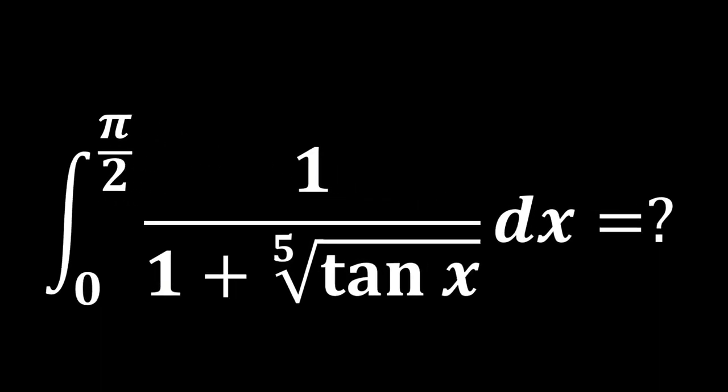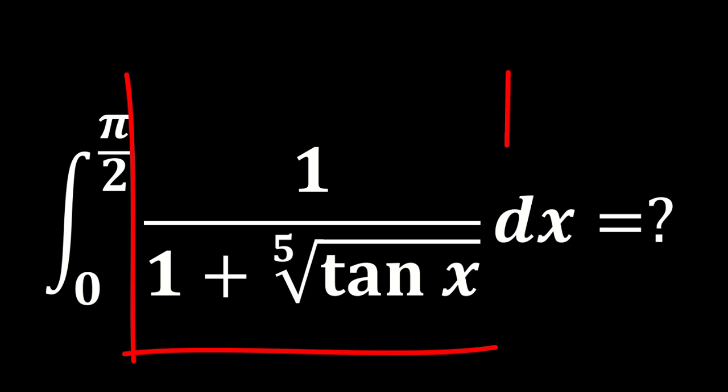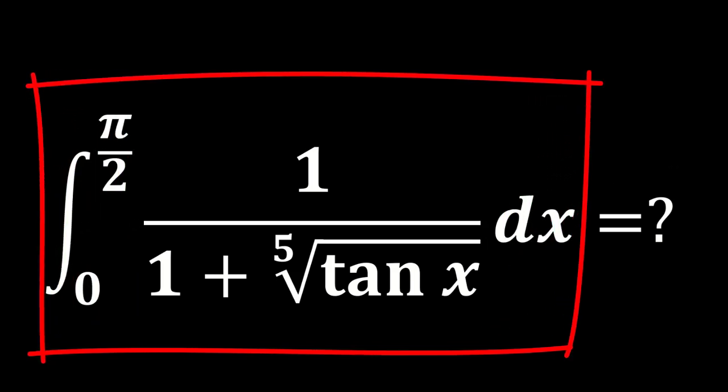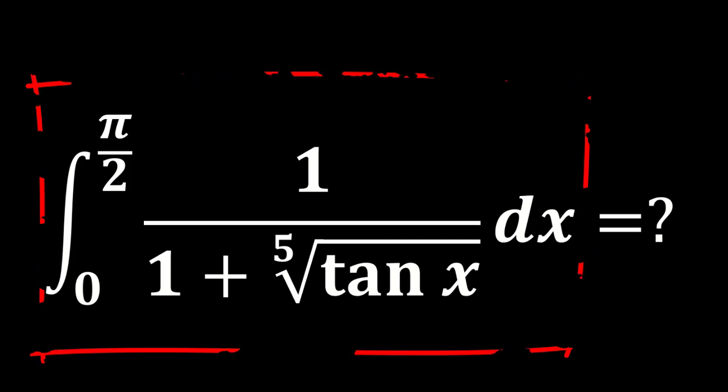For today, let's look at this interesting integration problem. We are asked to integrate 1 over 1 plus tangent to the power of 1 over 5 from 0 to pi over 2. Please give it a try before you look at the answer.